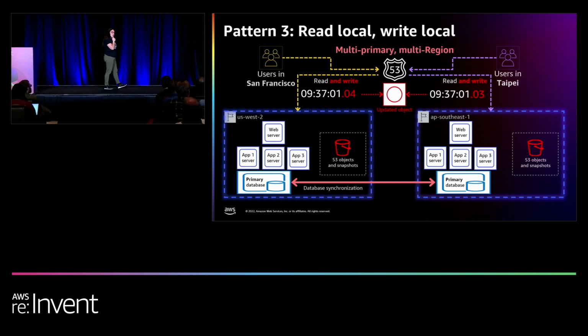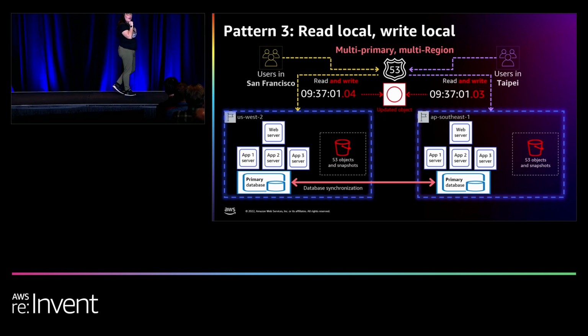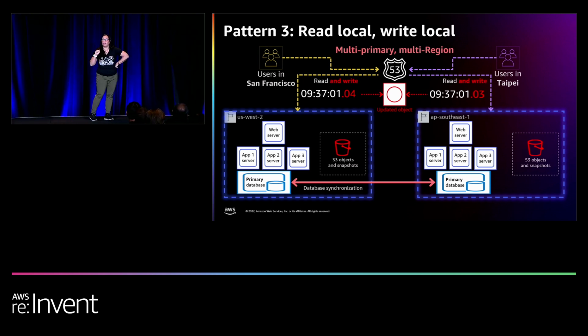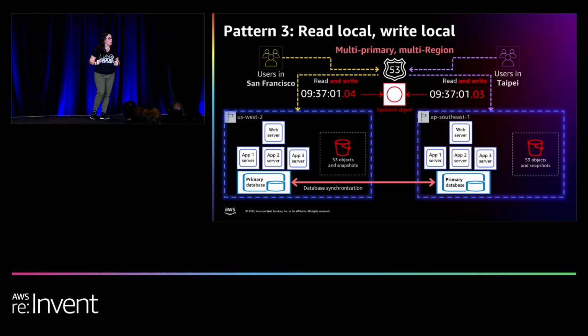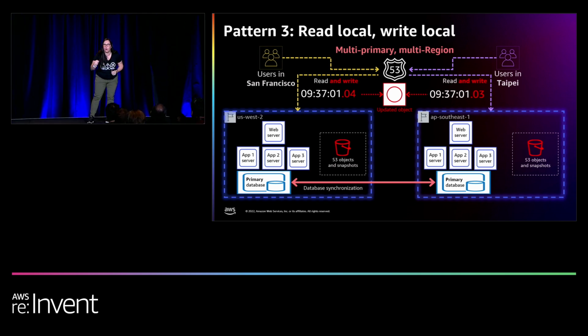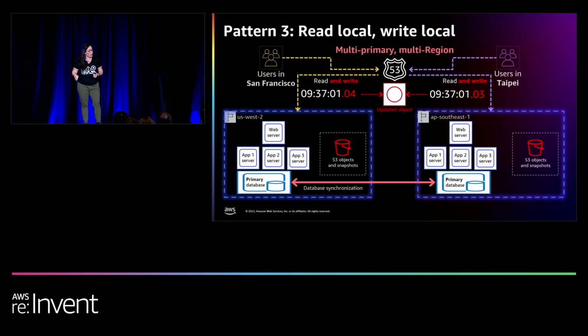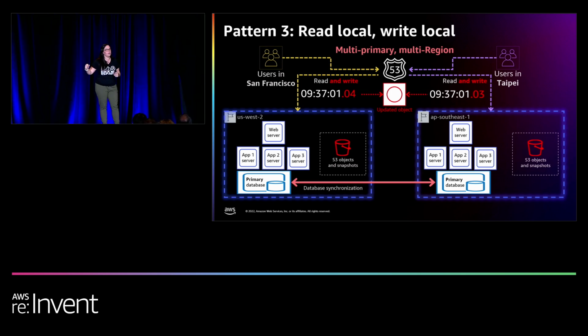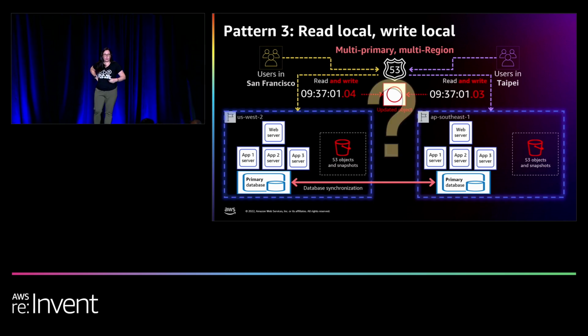So now imagine that you have a rare card collector site, and you decide to apply this pattern. The user in San Francisco sees this rare Pokemon card and boom, buys it. At the same time, the user in Taipei sees this rare Pokemon card, and you only have one, and buys it. Who should win the card?